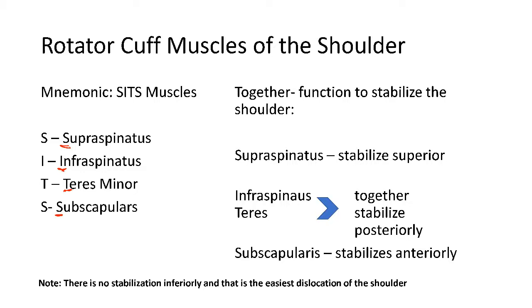Notice that there's no stabilization in the inferior direction, which means that the easiest location to dislocate the shoulder is inferiorly. And usually that happens when somebody has their hands raised over their head. The head of the shoulder will just pop out inferiorly and laterally as the arm is raised.